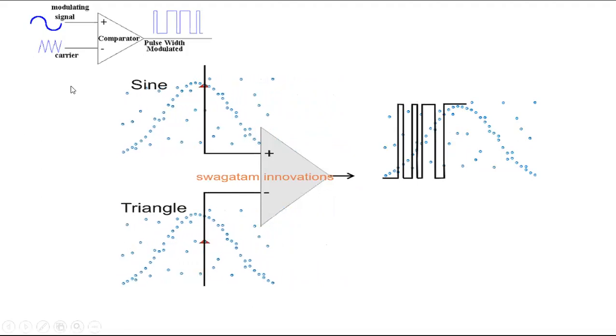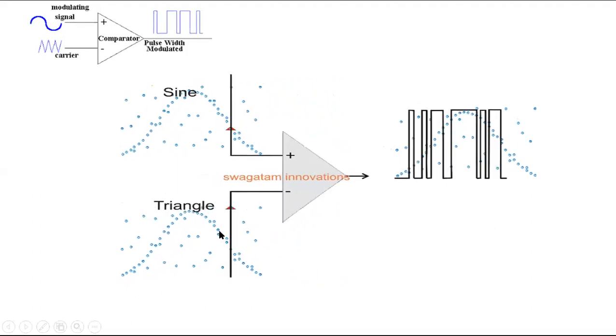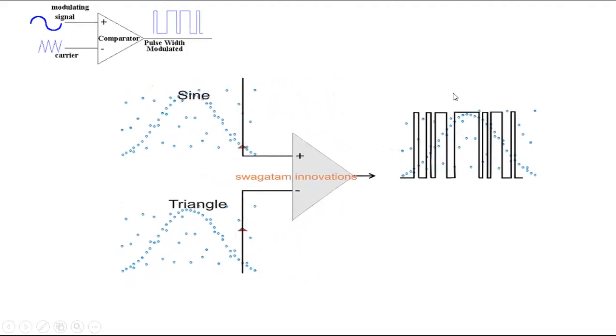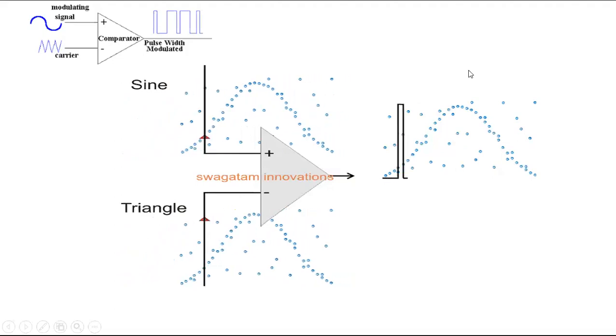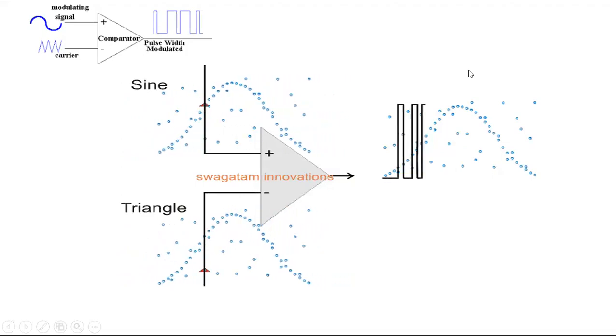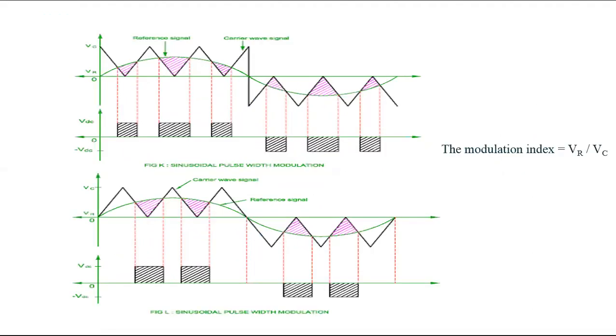Modulation is a process of combining two signals. When two signals, a sine wave and a triangular wave, are combined, we obtain the pulse signal. By changing the width of the pulses, we can control the speed of the motor. By changing the width of the pulses, we can also send the signal over a long distance. So this is the basic idea of how we implement it.